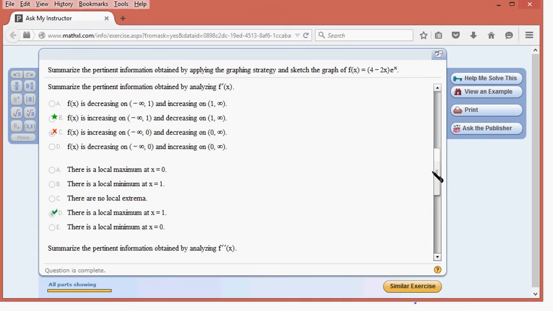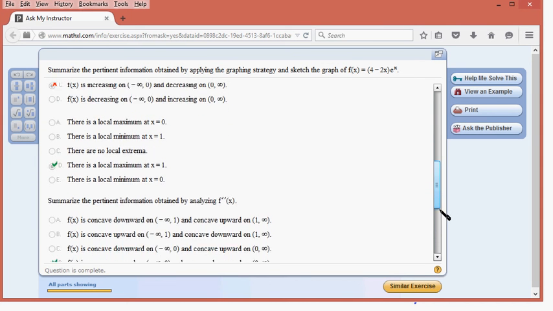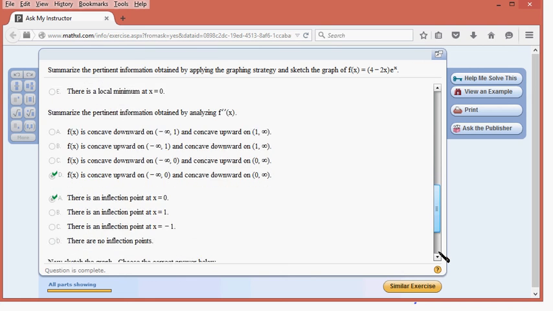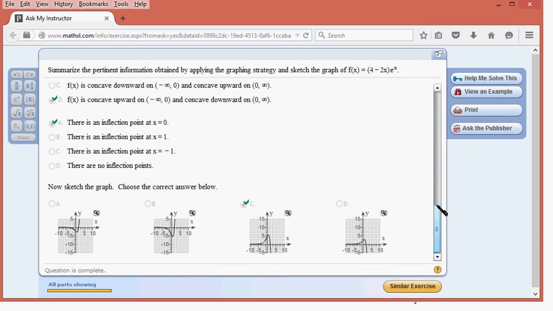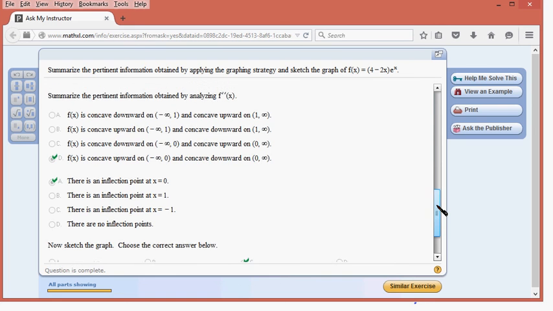Alright, so let's look at the second derivative to discuss concavity. Oops, sorry, I went too far. Alright, so let's do that.